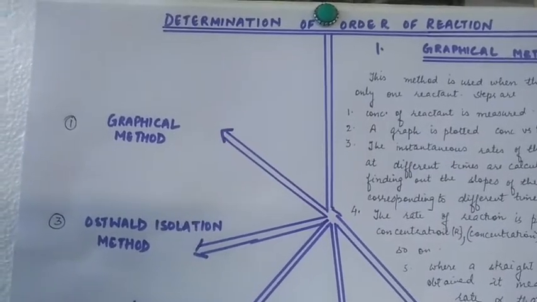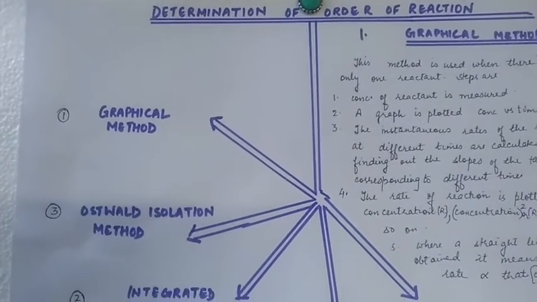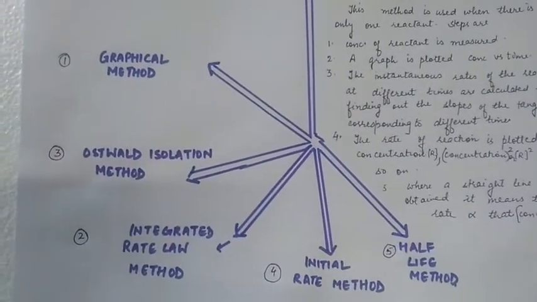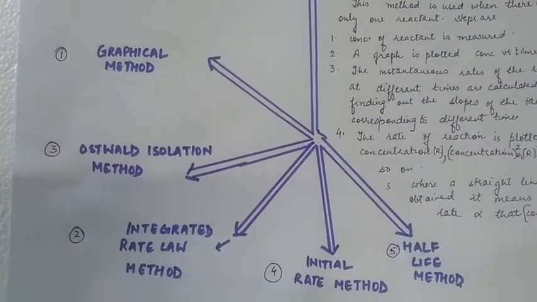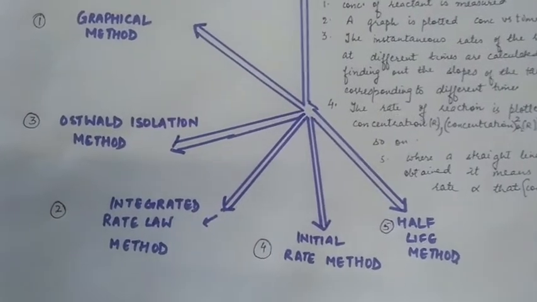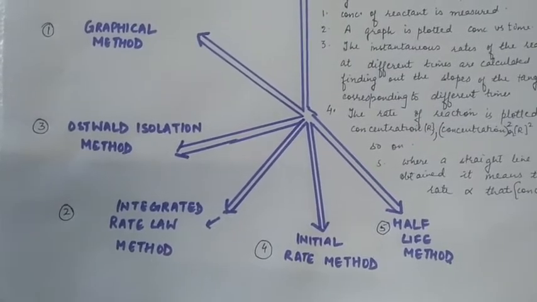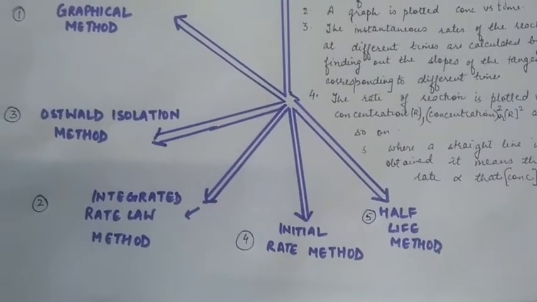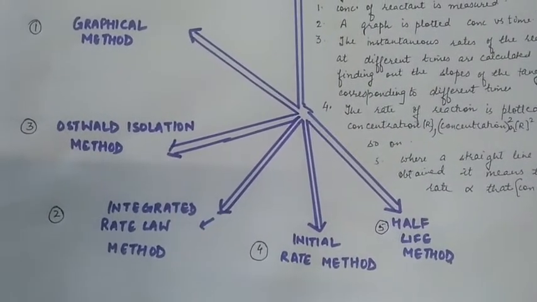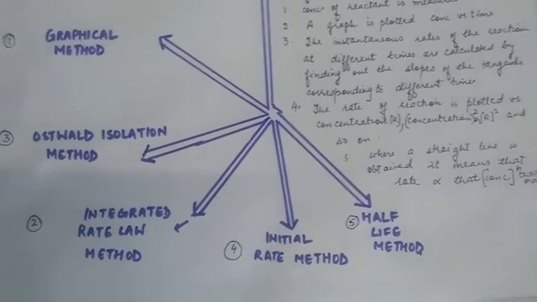Determination of order of reaction. We can determine order of reaction by five methods. First is the graphical method, then the integrated rate law method, then Ostwald isolation method, initial rate method, and half-life method. Of these, the first two, graphical method and integrated rate law method, we'll do today.